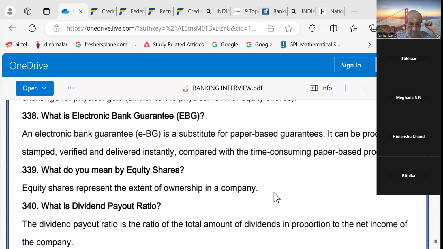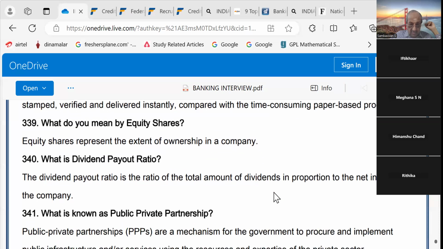What do you mean by equity shares? Equity shares represent the extent of ownership in a company. What is dividend payout ratio? The dividend payout ratio is the ratio of the total amount of dividends in proportion to the net income of the company. Very good.